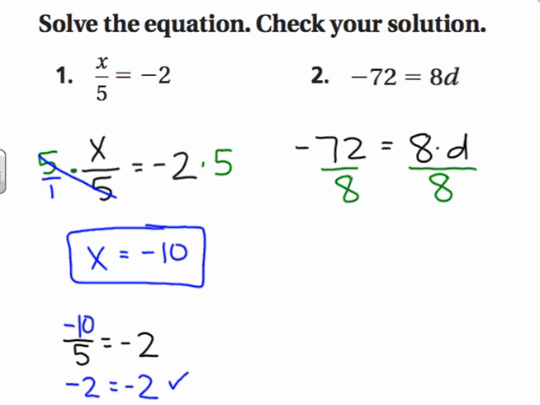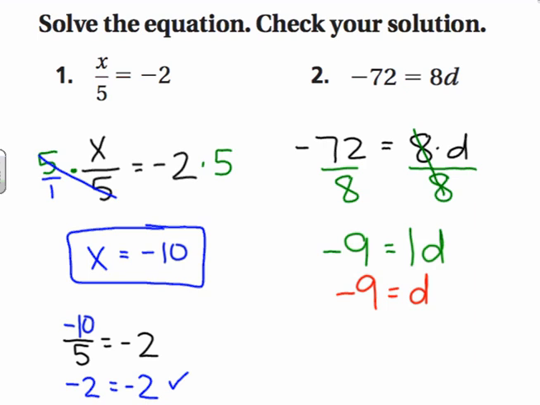So -72 divided by 8 is -9. And 8d divided by 8, 8 divided by 8 is just 1, so I get 1d. I could also write that as -9 equals d, since 1d and d are the exact same thing.